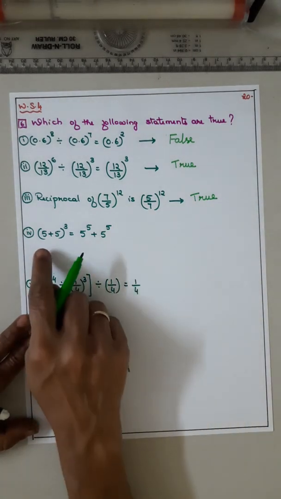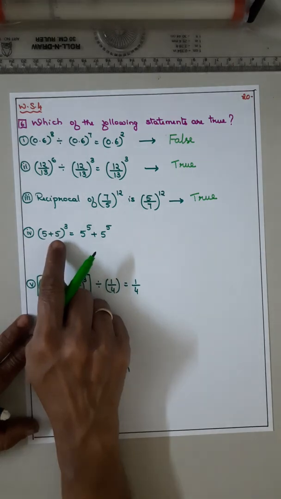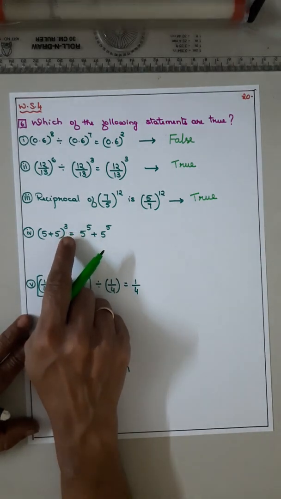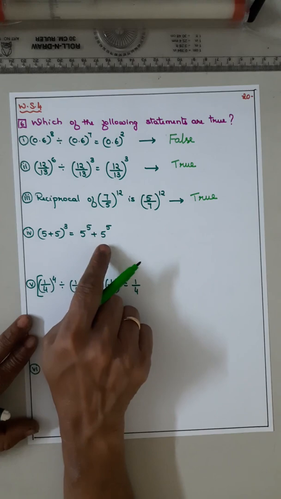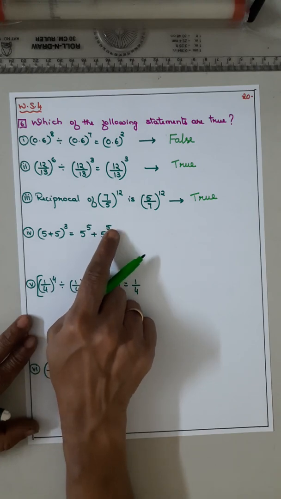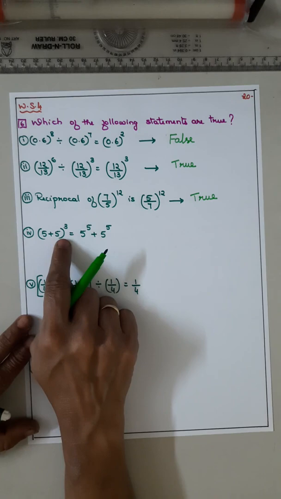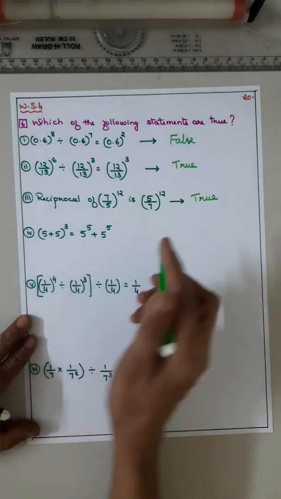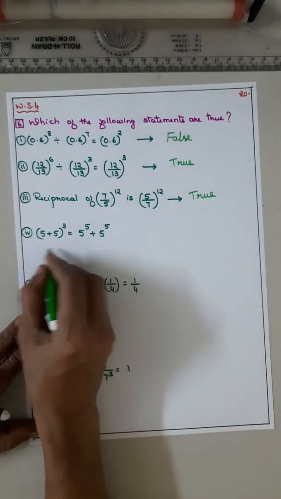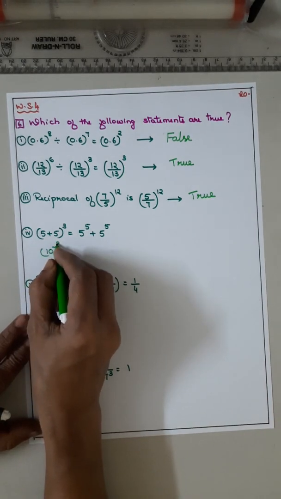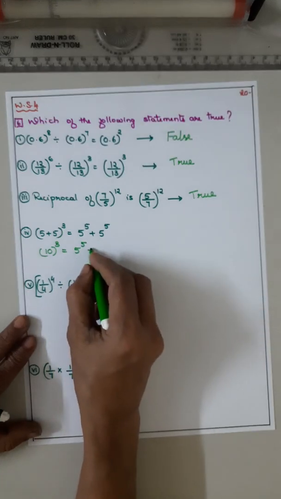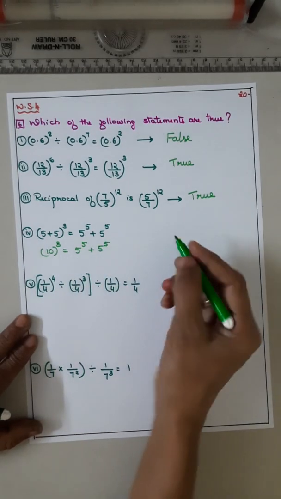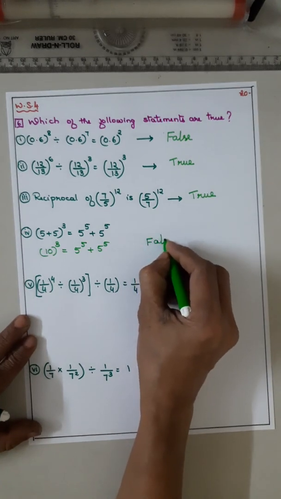Now coming to the fourth sum, 5 plus 5 the whole raised to 3 is equal to 5 to the power 5 plus 5 to the power 5. Now 5 plus 5, how much did it come? 5 plus 5 is 10 to the power 3 is equal to 5 to the power 5 plus 5 to the power 5. Is it correct? No, it is false.